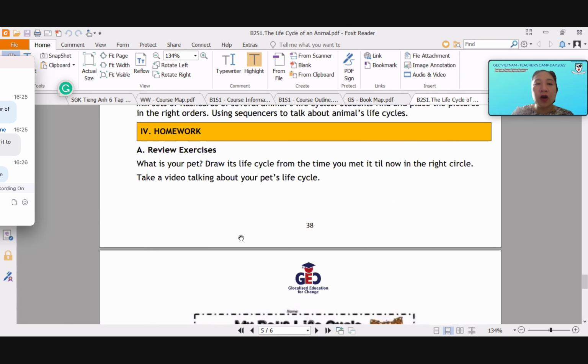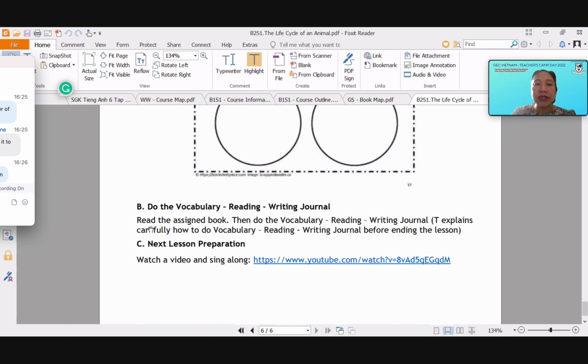Here for homework, you can see that we design the activity of doing the vocabulary reading writing journal, because the students are aged from 7 to 9, so they have to do the journal by themselves, and then they have to prepare for the next lesson. It means that they have to process their learning individually, so they learn following the model of cognitivism, and they exercise.